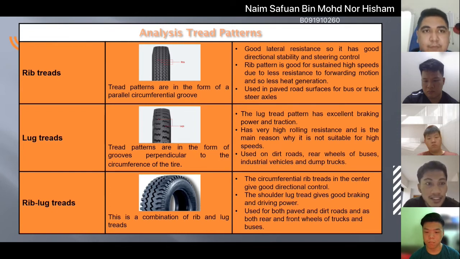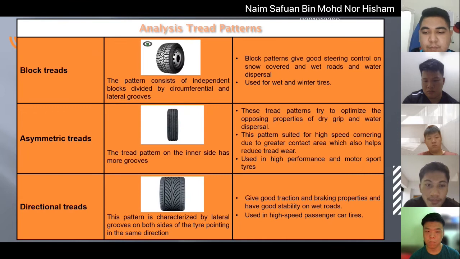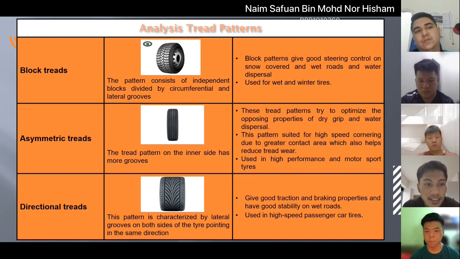Okay, next. So for the fourth is block tread. The pattern of this tread consists of independent blocks divided by circumferential and lateral grooves. So this tread pattern gives good steering control on snow-covered and wet roads. So it is usually used for wet and winter tires.